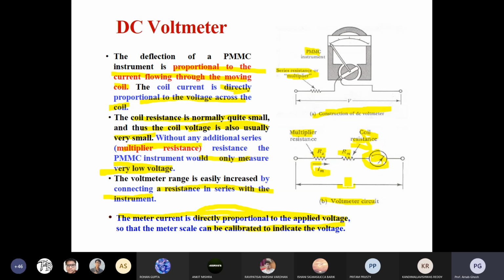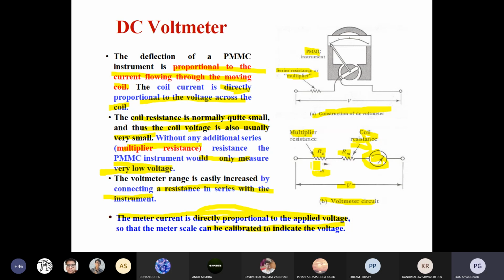The voltage across the meter is Rm divided by Rm plus RS, into V, using the voltage dividing rule. Rm is the internal resistance of the voltmeter. If the RS value increases, the denominator increases, and an increasing denominator means the magnitude will be less. So the voltage across the voltmeter also comes out less.